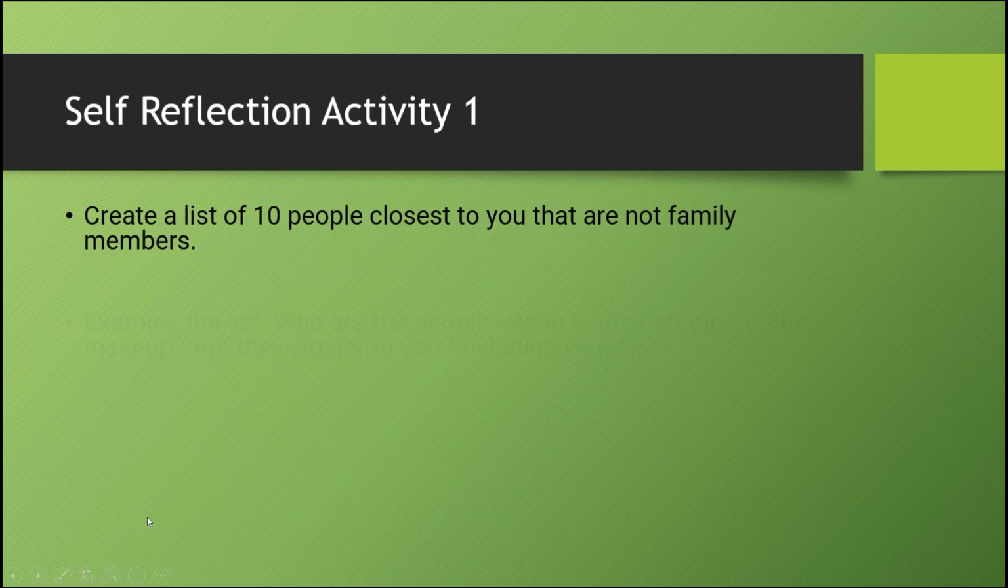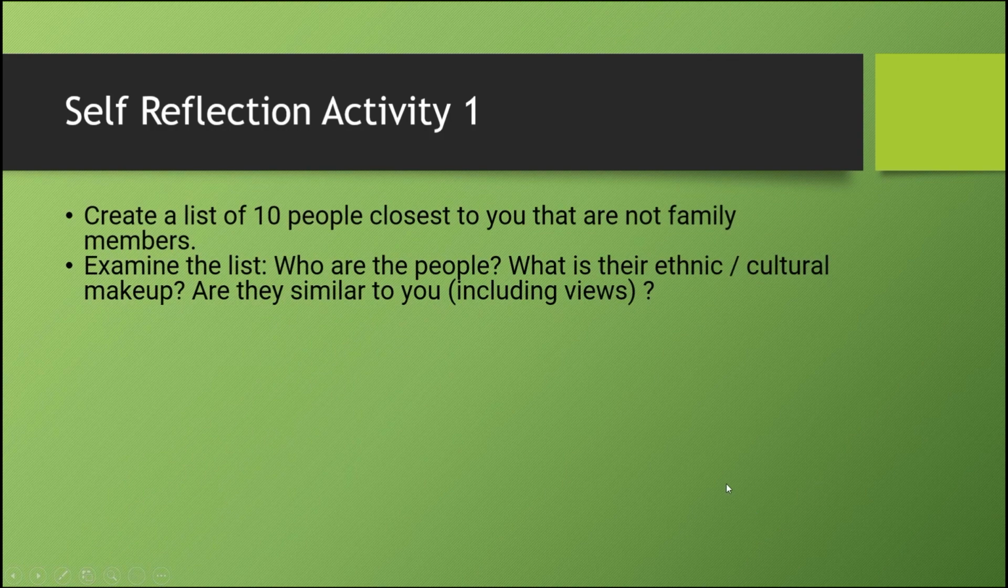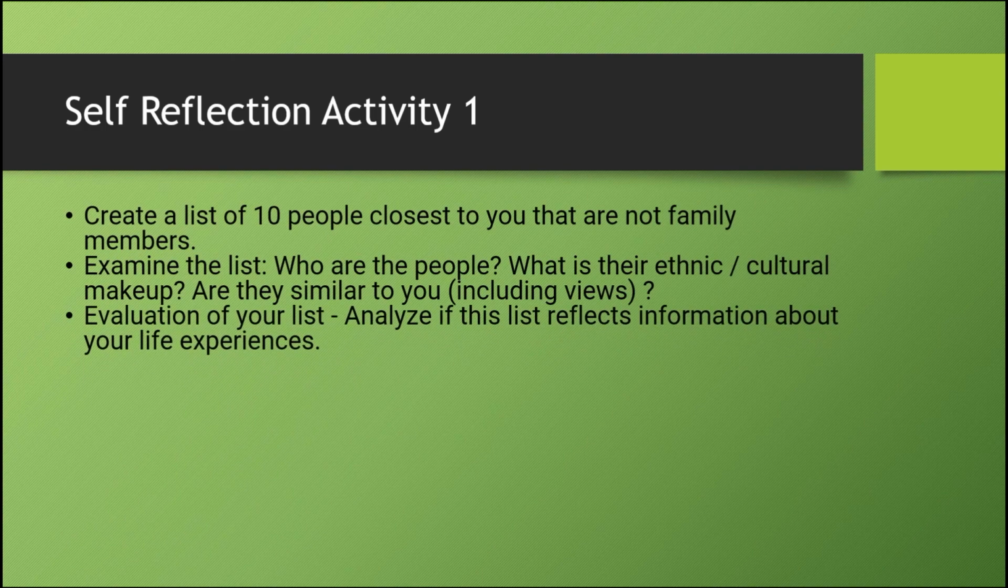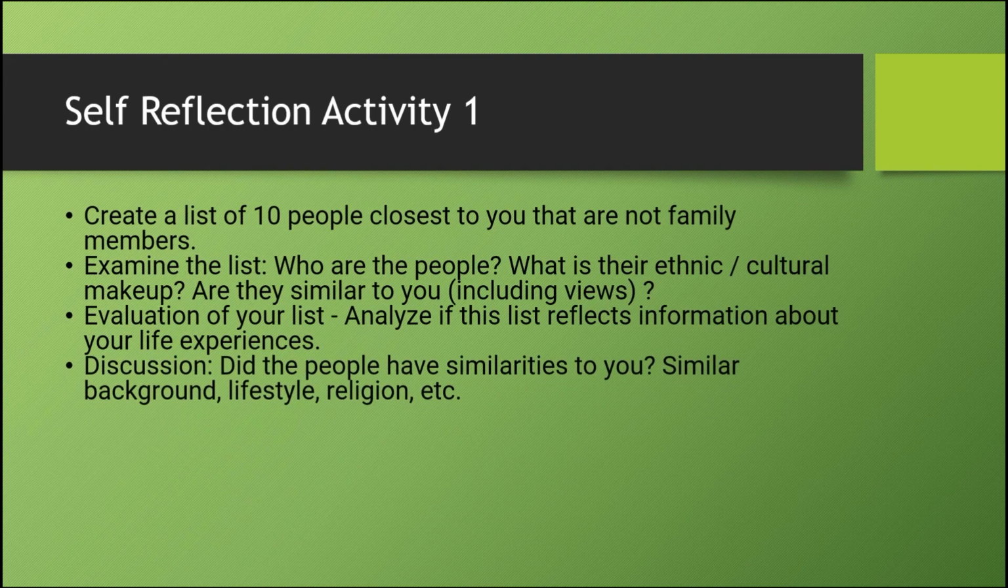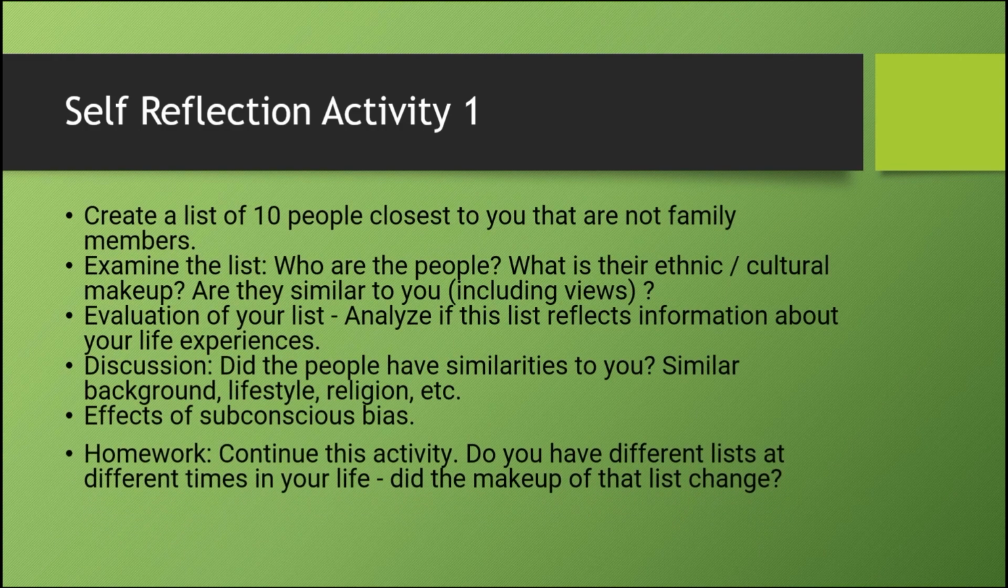So what we're going to be looking at is who are the people? What is their ethnic or cultural makeup? Are they similar to you, including their views? Evaluate your list. Analyze it and see if this reflects information about your life experiences. Did you notice any subconscious bias? And finally, as I said, you can continue this activity at home.